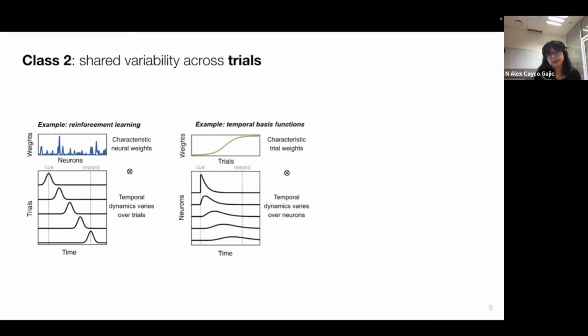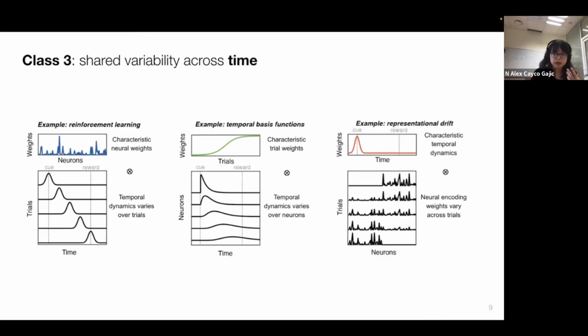However, if you now look at the component type where the loading vector corresponds to trials, this is now picking up characteristic trial weights, but the temporal dynamics can be heterogeneous from neuron to neuron. So now you can capture things like sequences, neural sequences, or like a temporal basis function in this particular example. And then the final class captures shared variability across time. In other words, you have a loading vector that corresponds to characteristic temporal dynamics, but the neural encoding weights can change from trial to trial, and we think that it could potentially pick up changes like representational drift that could happen on a slow time scale.